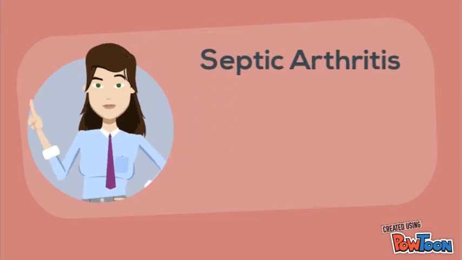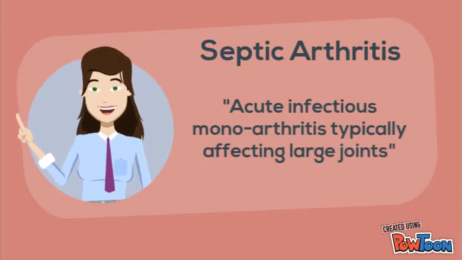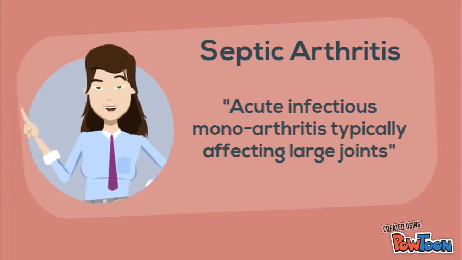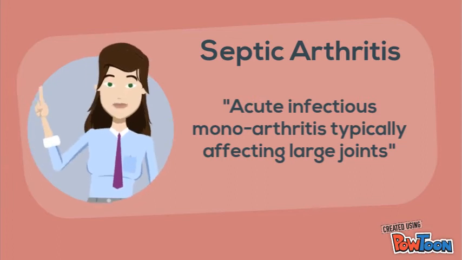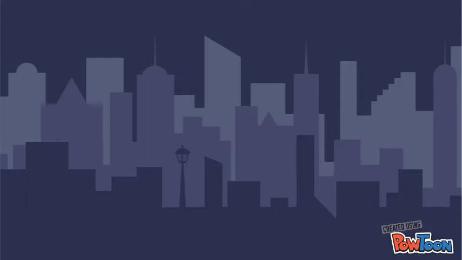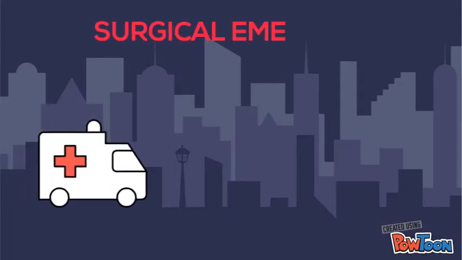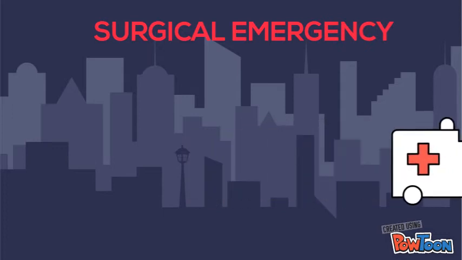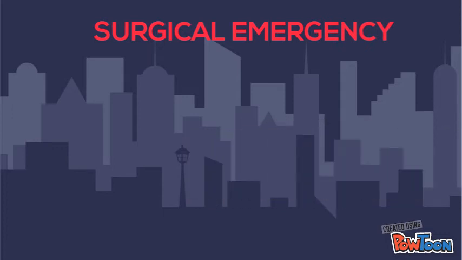Septic arthritis is an acute infectious monoarthritis typically affecting large joints, such as the knee and hip. Septic arthritis is a diagnosis not to be missed. It's a surgical emergency and, if left untreated, causes irreversible damage to a joint.